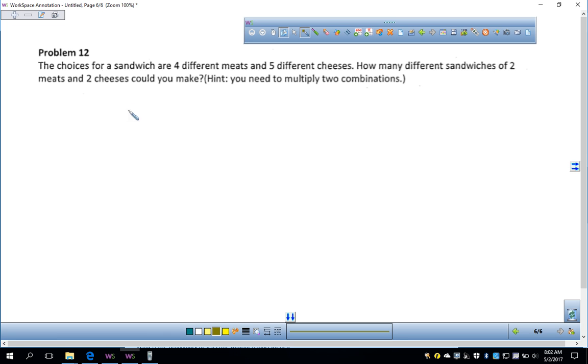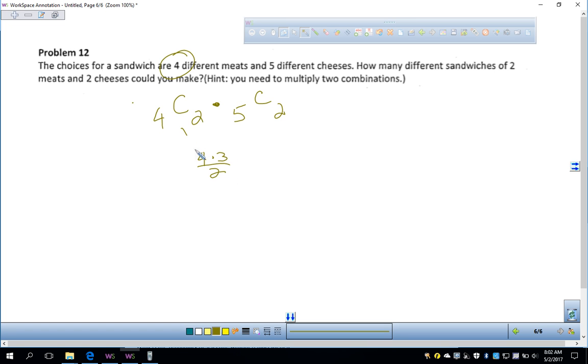So how many ways are there to pick my meat choices? How many meats do I have? 4. Combination, how many do I choose from that? 2. 4 combination 2 for my meat choices times, right? I have 5 different cheeses, yes? Combination, and I'm choosing 2 of them, right? So it's 4 choose 2 times 5 choose 2, which comes out to be 4 times 3 divided by 2.